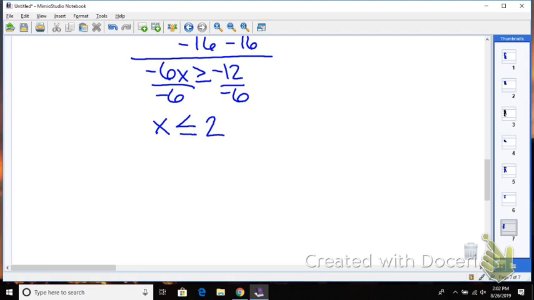Sweet. Graph it. And when I say graph it, I don't want you making a whole number line. Plot the point that you're dealing with. 2. Is it an open or a closed dot? Closed. And it's less than, so it's this direction. Sweet. Easy enough?